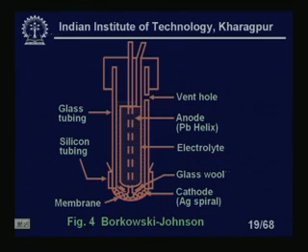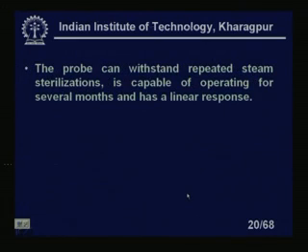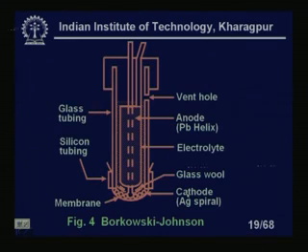You see here we have a glass tubing, and the anode is there, which is a helix. Then we have the electrolyte, a glass wool, and a cathode, which is a silver spiral, sorry. And we have a membrane, silicone tubing. So, this is our glass tubing, and two wires are coming out.